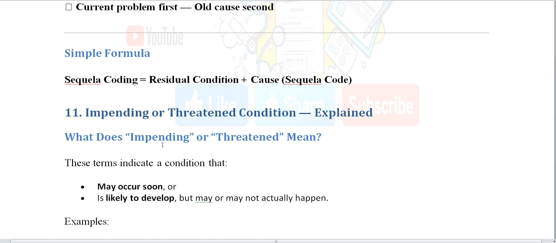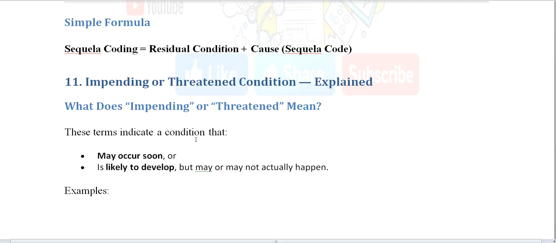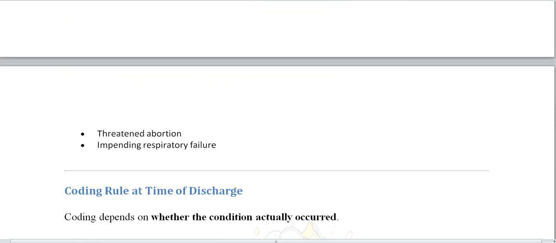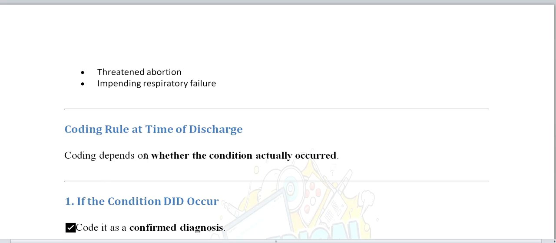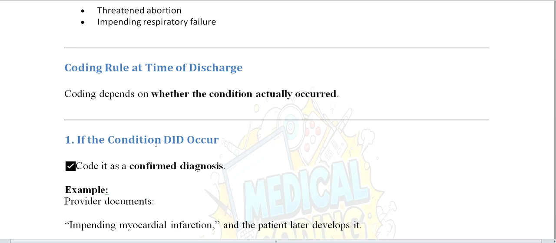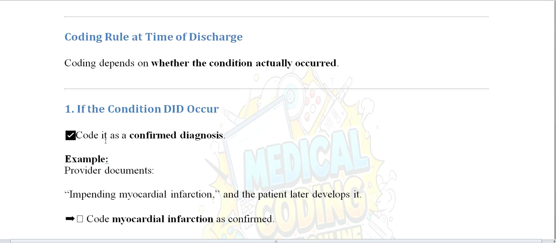Okay. 11th heading: impending or threatened condition. What do impending or threatened mean? These terms indicate a condition that may occur soon or is likely to develop but may or may not actually happen. For example, threatened abortion, impending respiratory failure. So, coding rule: at time of discharge, coding depends upon whether the condition actually occurs. If the condition did occur, code it as a confirmed diagnosis.